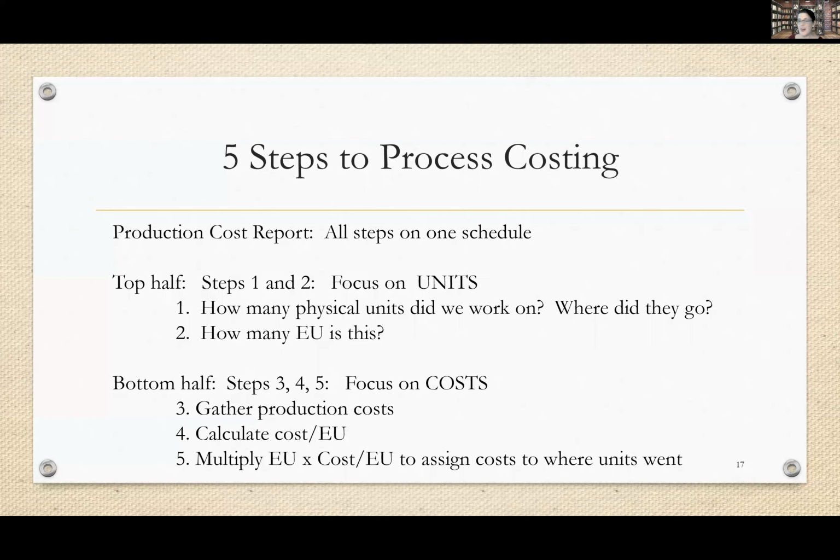All right, so there are 5 steps to process costing. So the production cost report, all the steps are usually on one schedule. So the top half of the report is going to focus on steps 1 and 2. And we're going to be looking at the units. So this is how many units are we making? So in the previous video, we talked about butter. How many pounds of butter? So in this example, pounds will be our units.